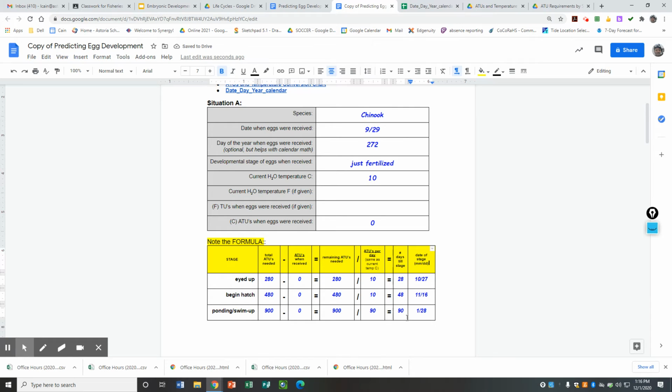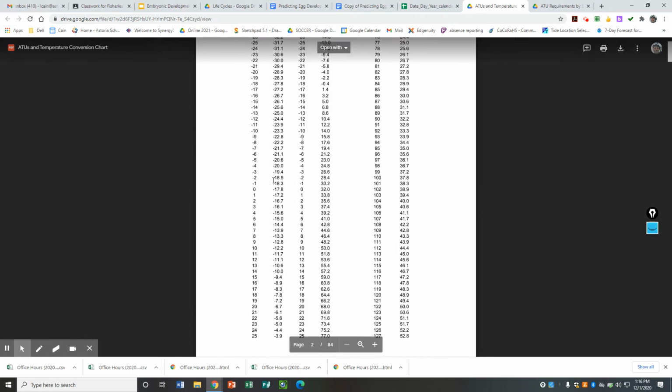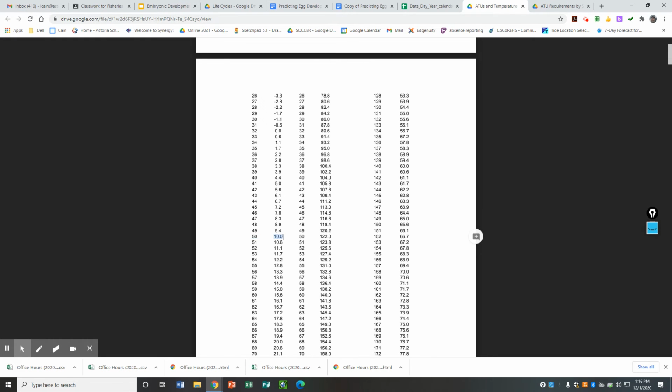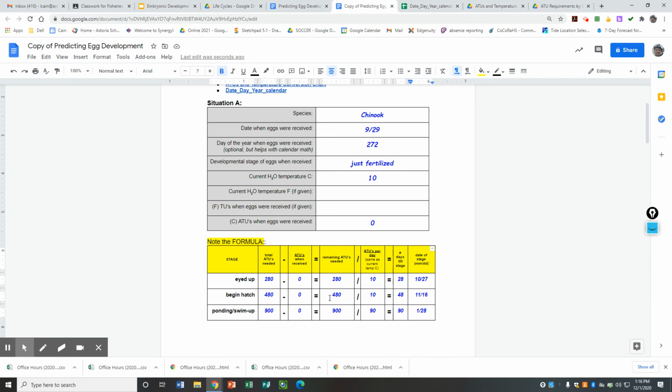Now, one last thing is, what if we were given temperature in Fahrenheit? Well, we'd simply go to our ATUs and temperature conversion, and we'd find the temperature in Fahrenheit. Say it was 50 degrees Fahrenheit. That's the same as 10 degrees Celsius. And so then we could use ATUs to calculate the rest of the problem.